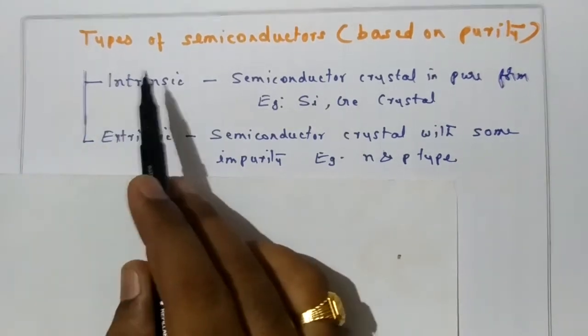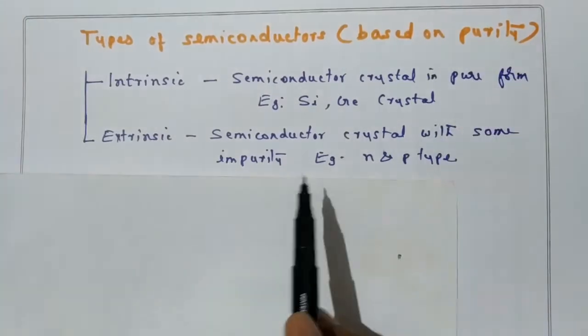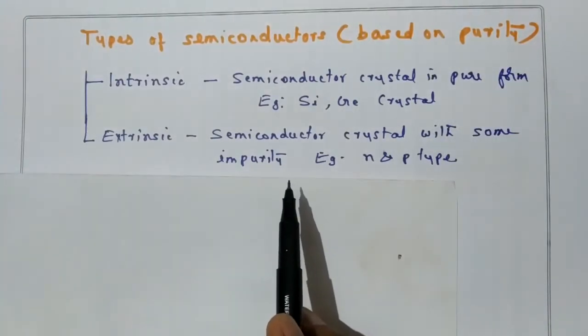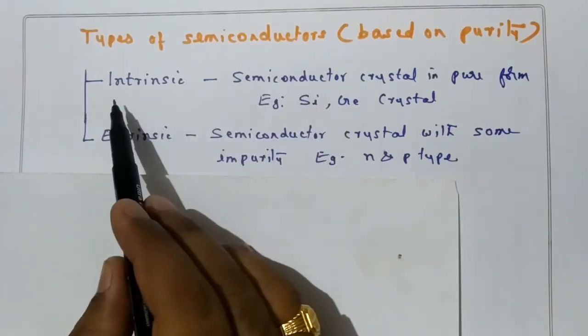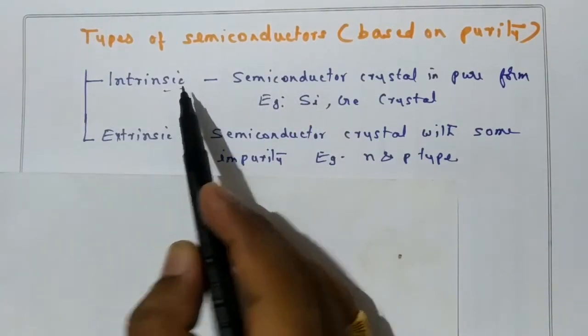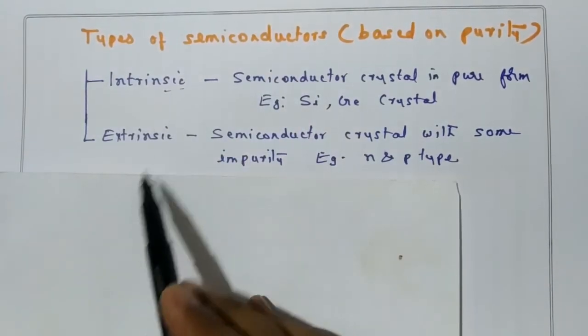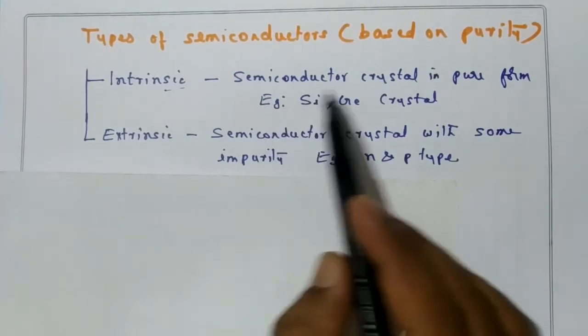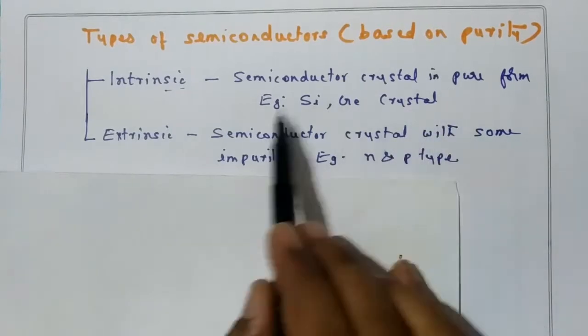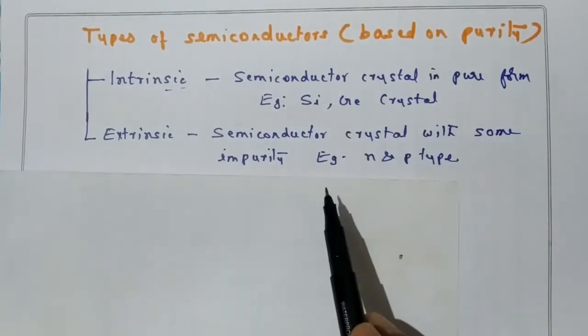The topic is types of semiconductors based on purity. Based on the purity, there are two types of semiconductors: one is called intrinsic semiconductor and the second one is called extrinsic semiconductor. What do you mean by intrinsic semiconductor? A semiconductor crystal in its pure form is called an intrinsic semiconductor.